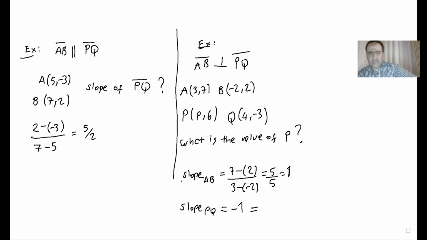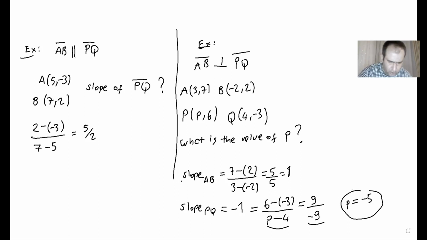Try 6 minus 3 over P minus 4. It must be minus 9, so if they are equal, P minus 5. The answer is P equals minus 5. Okay. Yes, that's okay for SAT 1.